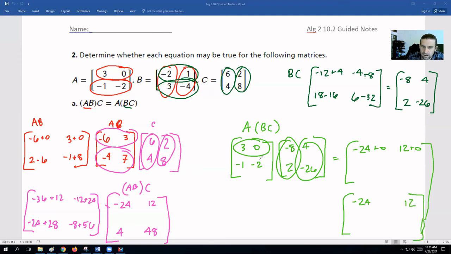12. All right, next, negative 1 times negative 8 is 8. Negative 2 times positive 2 is negative 4. If we add them together, that'd be 4. And negative 1 times 4 is negative 4. Negative 2 times negative 26 would be a positive 52. Negative 4 plus 52 would be 48.